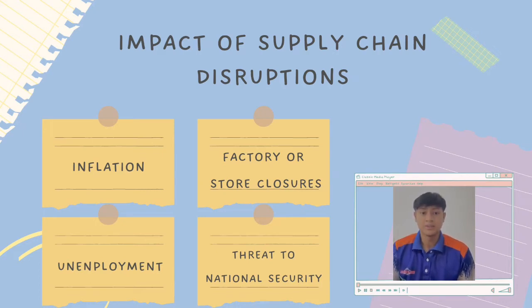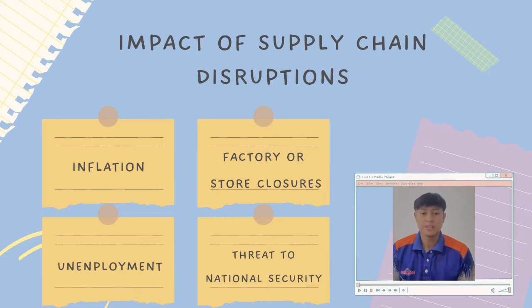Next is factory or store closure. Okay, reduction in production or output may result in business closure. And third, unemployment. Because of this it can affect employment, like a domino effect. All these factors can lead to an increase in unemployment.